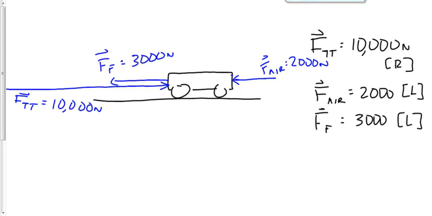Are there any more forces acting here? We don't have any more listed. We have gravity acting down. We don't know how big gravity is because we don't know the mass of this car, so we can't necessarily draw it proportional to the other ones, right?